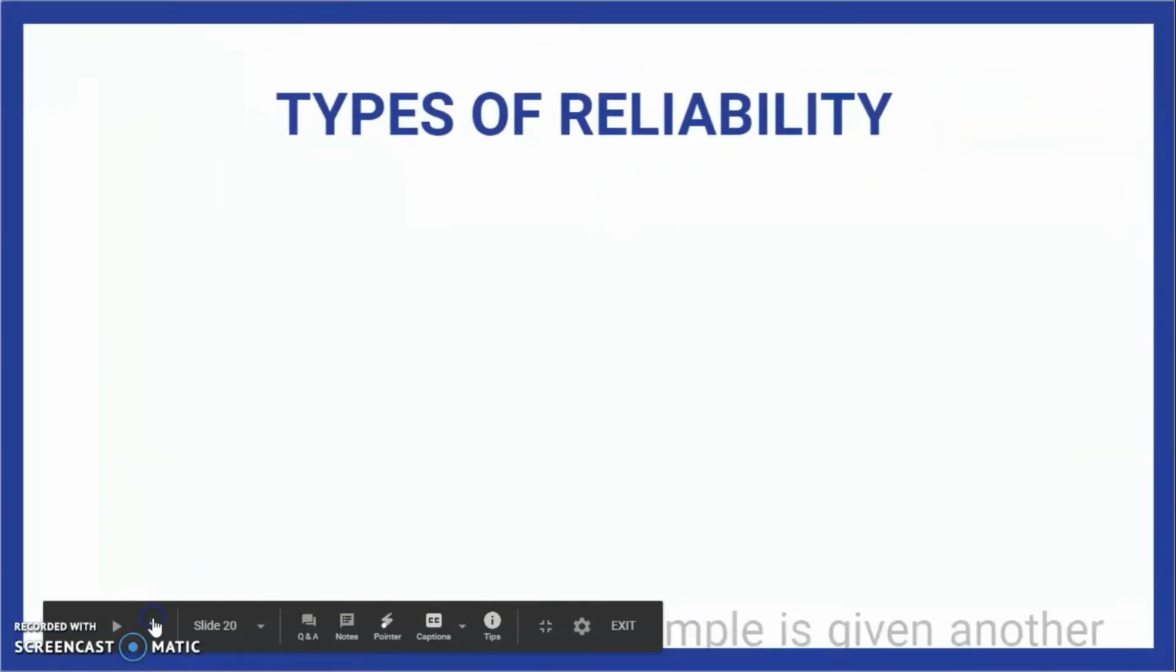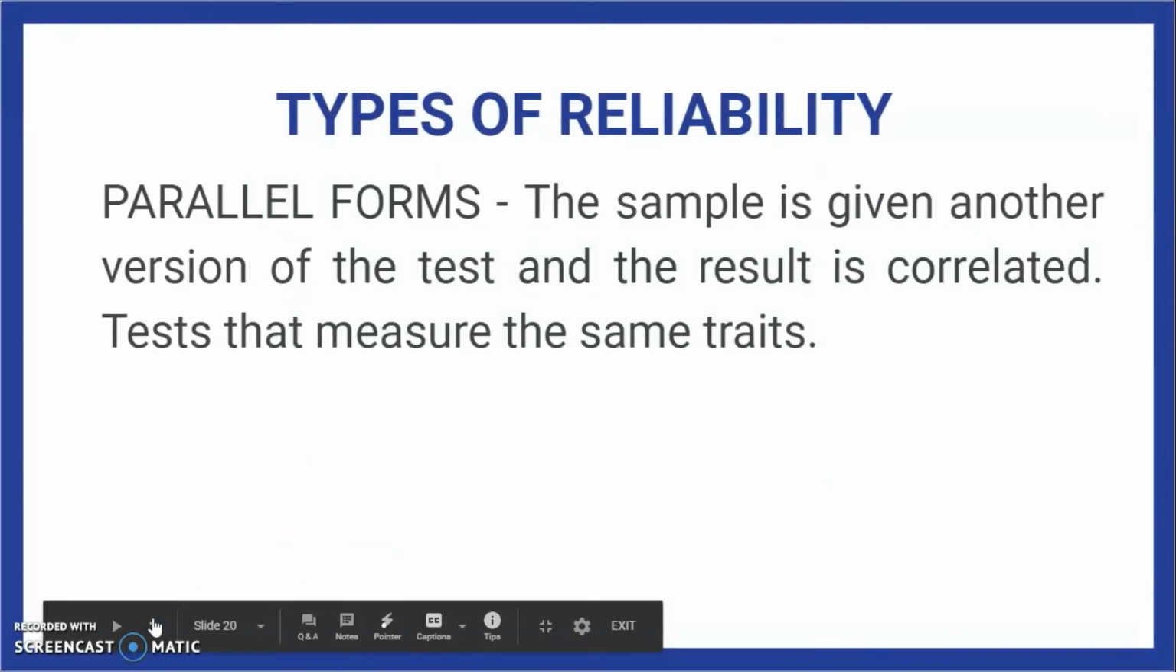And the next one is the parallel form. Here, the sample is given another version of the test and the results are correlated. These are tests that measure the same traits. So in parallel forms, the sample is given another version of the test. For example, if we are measuring emotional intelligence, we prepare a test and we also make a parallel form. We give another version of the same test, and then we'll see whether there is any difference or not. That's the parallel forms.